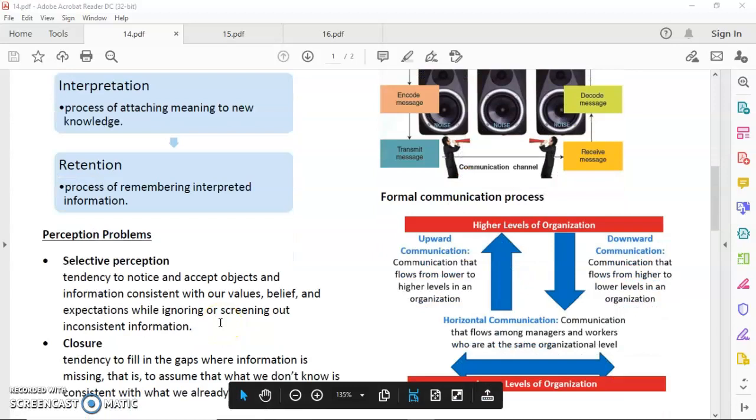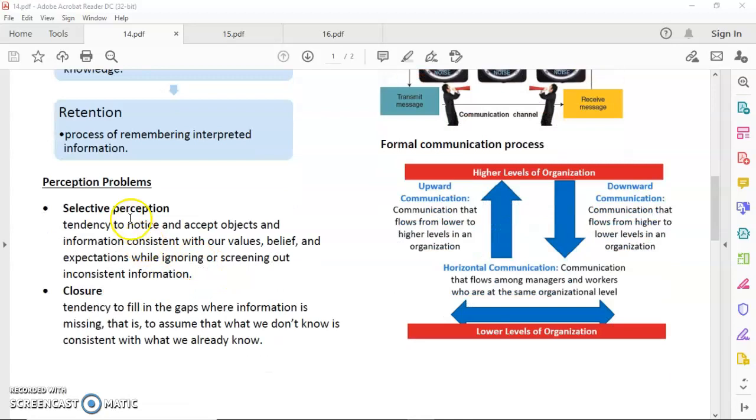So first, we got perception problems. We got selective perception and closure. Selective perception is the tendency to notice and accept objects and information consistent with our values, beliefs, and expectations, while ignoring or screening out inconsistent information that we perceive as not important. Closure is the tendency to fill in the gaps where information is missing, that is, to assume what we don't know is consistent with what we already know.